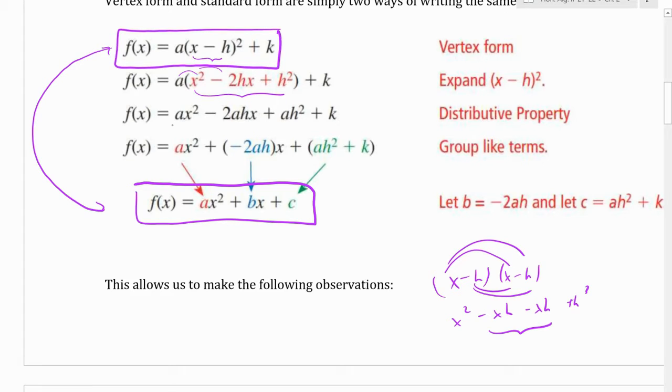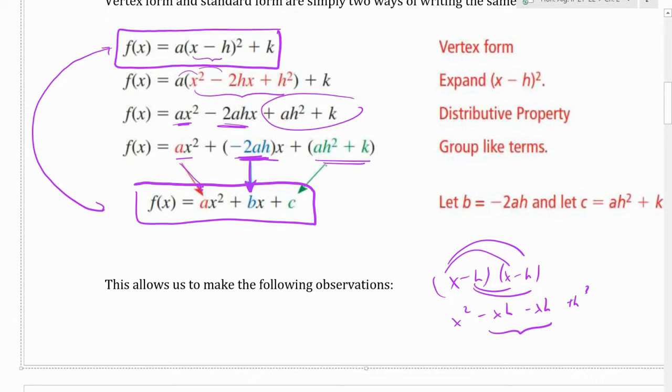And they're going to kind of break it up. So this is the only one that has the x squared. This is the only one that has the x. These two don't have x's, so they're the constant on the end. So if this represents ax squared plus bx plus c, a is a. This takes the place of the b, and this takes the place of the c.